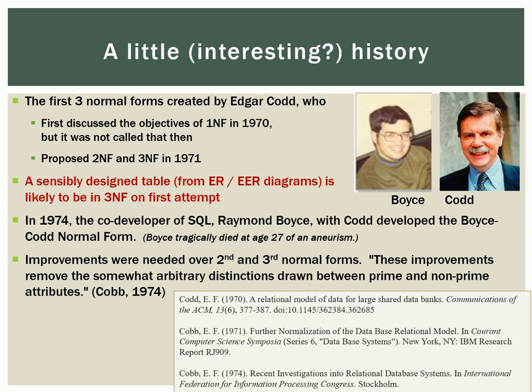Now, the most important thing to realize is that these normalization rules are very important. But if you design tables well and you follow the rules of transformation from ER and EER diagrams, you're very much likely to be in a third normal form on your first attempt. So this work was primarily done at IBM, and after a few years they realized that the existing first normal form, second normal form, and third normal form did not fully normalize data. And they designed a new normal form called the Boyce Codd Normal Form in 1974.